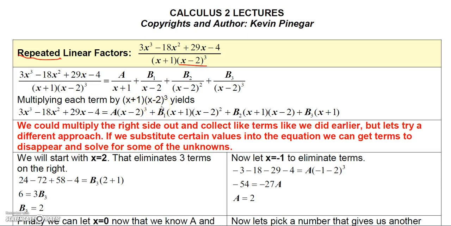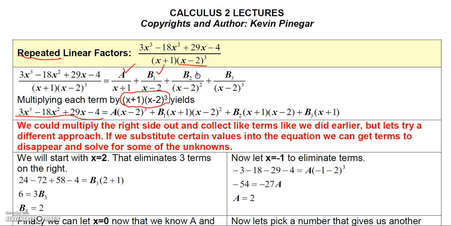If I were to multiply the left-hand side by that, of course, that would simply eliminate the denominator and just give me this expression. Now, if I multiply each term on the right-hand side by that, here's what's going to happen. If I multiply this term by the LCD, then the x plus 1's will cancel, and I'll just get A times x minus 2 cubed. Then if I multiply this term by that, one of the x minus 2's will cancel, and I'll have B1 times the x plus 1, and then times 2 of the repeated x minus 2 factors.